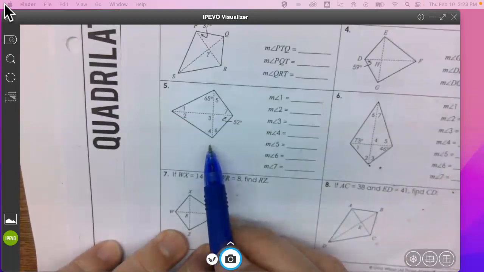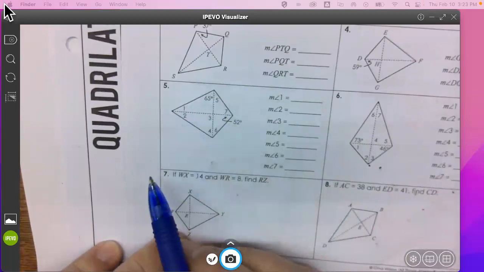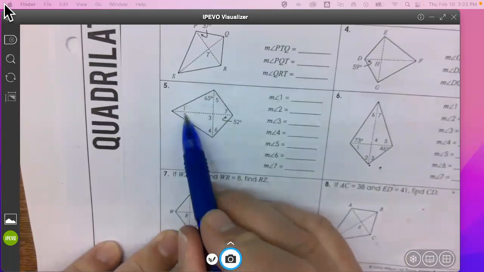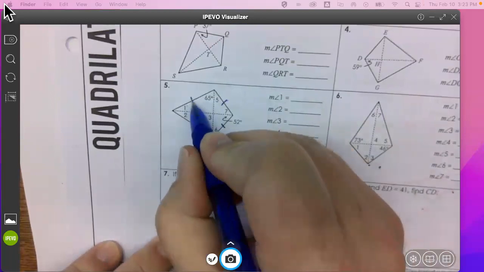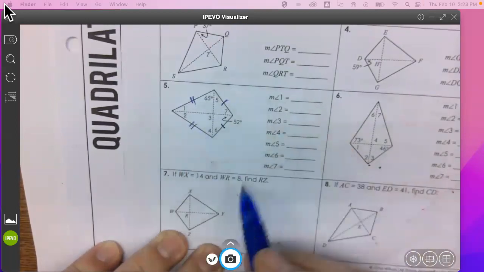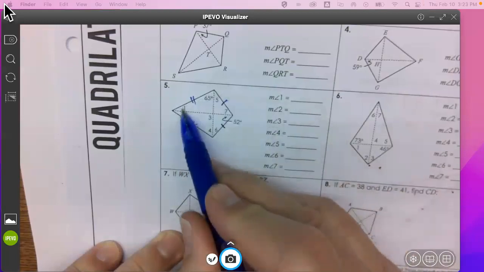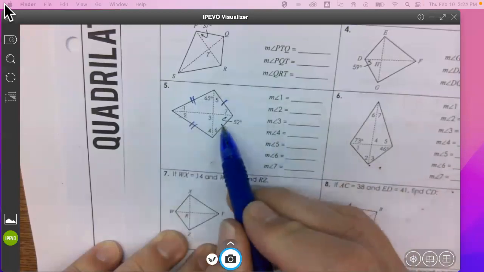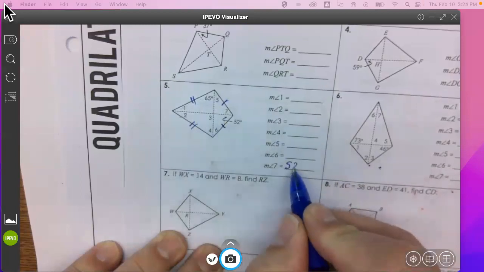Okay, let's take a look at number 5. Which angles are congruent? 1 and 2 are. These are not, because this is not parallel. So this is the pair that's bisected, right? It looks to me like these are the same and these are the same. So the triangle on top folds over this triangle, making these the same. 1 and 2 are the same. 52 and 7 are the same. So number 7 is 52 degrees.